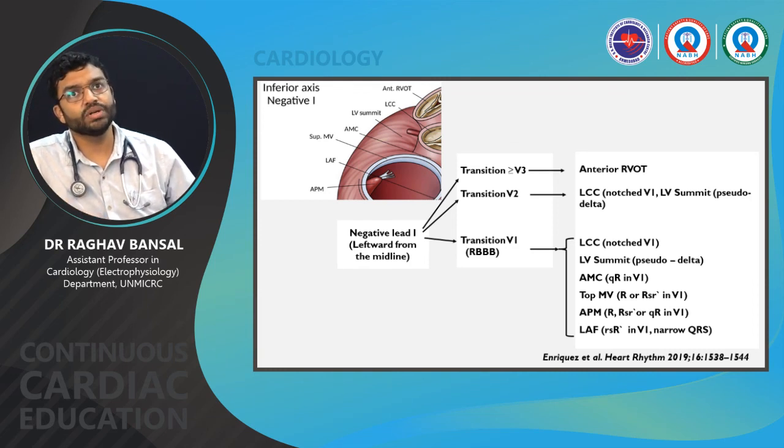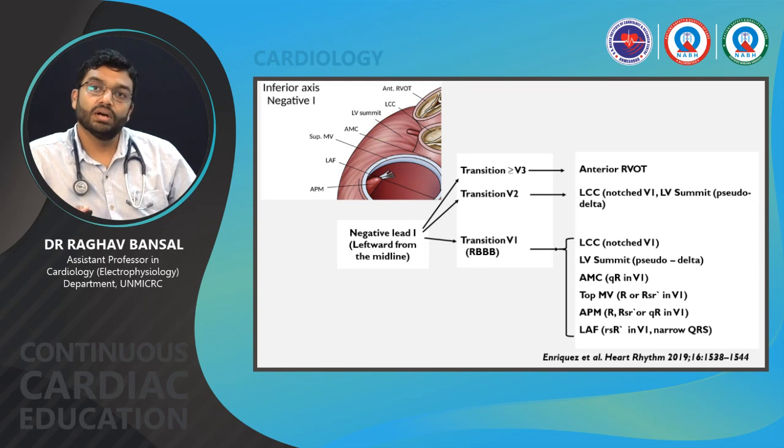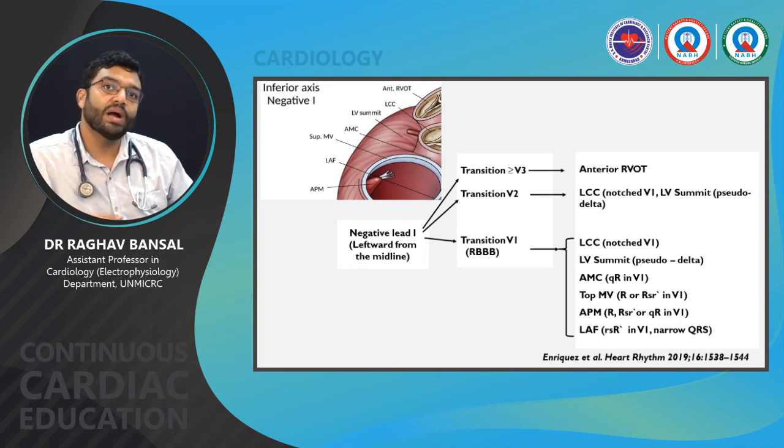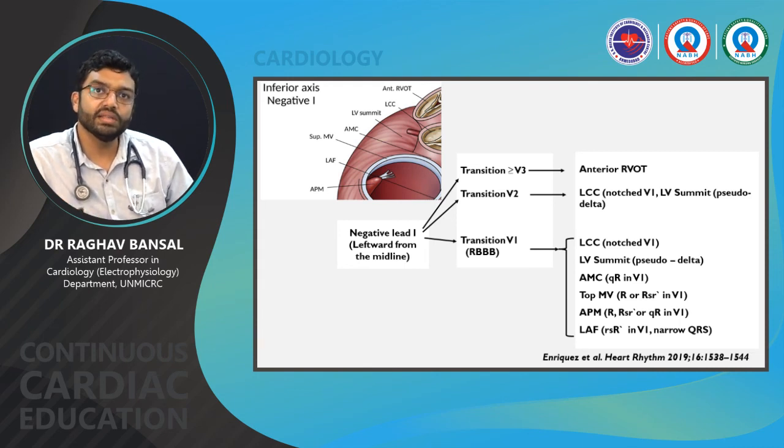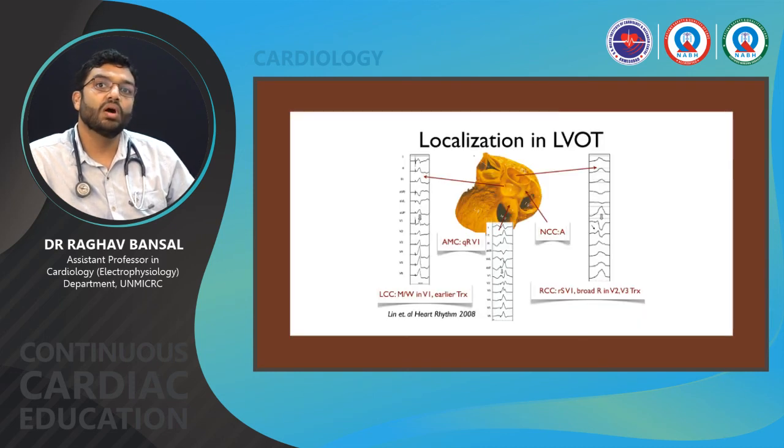So immediately posterior to the anterior RVOT would be the LCC region, the left coronary cusp. Then the transition would be earlier, maybe in V2 and sometimes in V1 also. And as we go backward, which includes the LV summit, the aortomitral continuity and the superior mitral valve annulus, all these will give a big R wave in lead V1 or an RSR' or a QR pattern in lead V1. So how to further differentiate localization in LVOT?